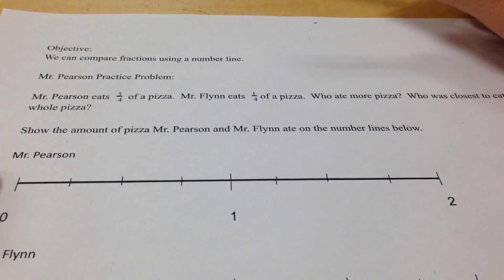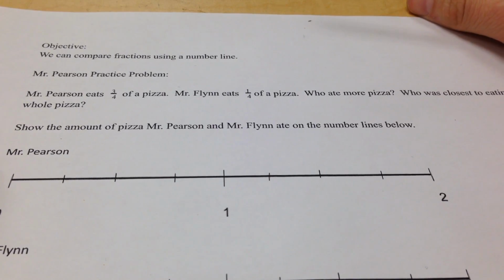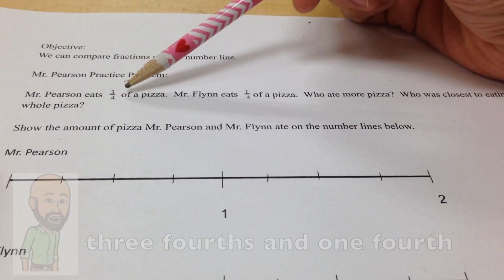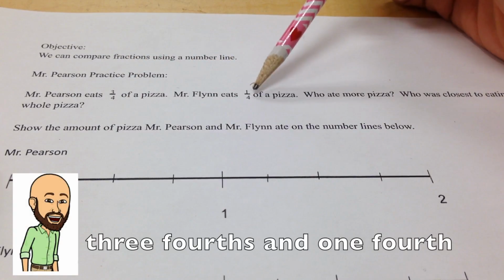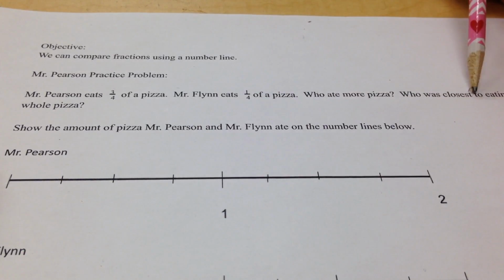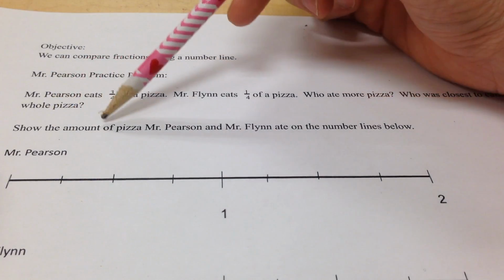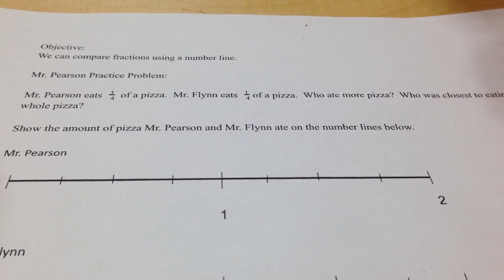This problem says Mr. Pearson eats 3/4 of a pizza. Mr. Flynn eats 1/4 of a pizza. Who ate more pizza? Who was closest to eating a whole pizza? Show the amount of pizza Mr. Pearson and Mr. Flynn ate on the number lines below.